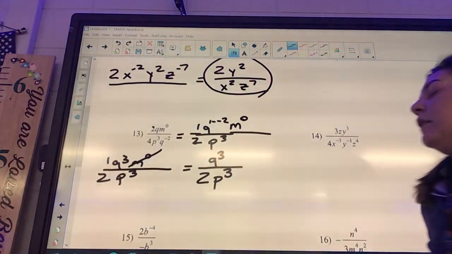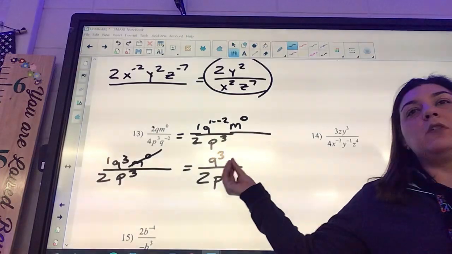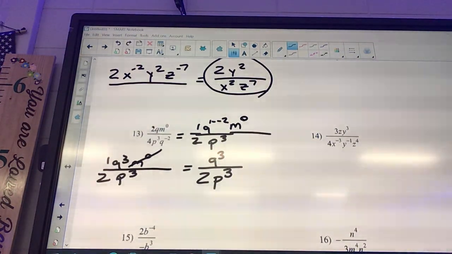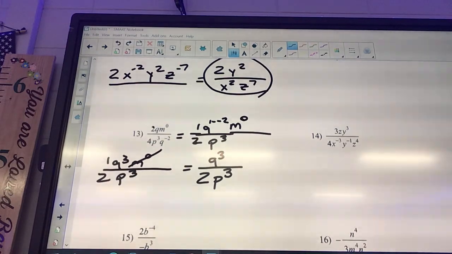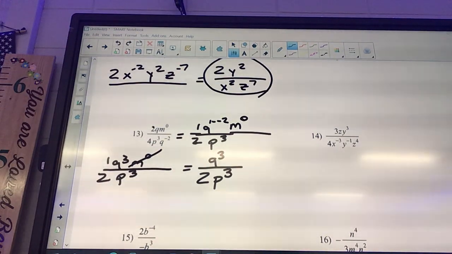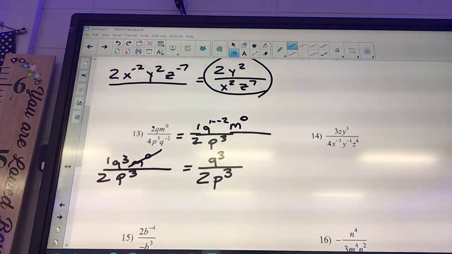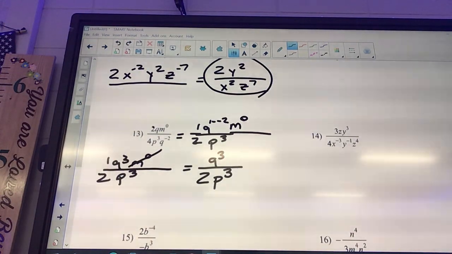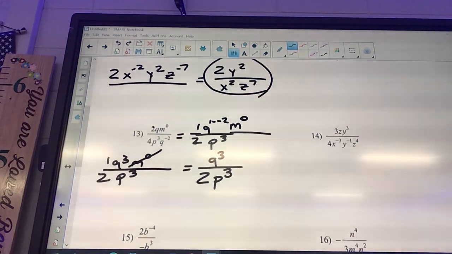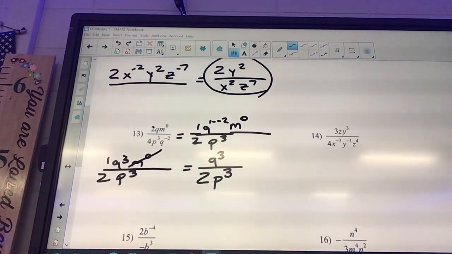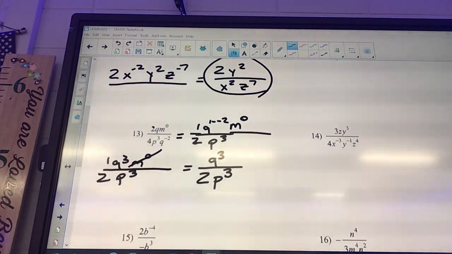Okay, this is what your answer should look like. Now, if you wrote the 1, that's okay. But you guys need to start getting away from writing those 1s if we don't need them. So like y to the 1 power, you don't really need the 1 in front. Now, I'm not going to mark you off, but you need to start trying to train your brain to know that the 1 is there, but you shouldn't need to write it, okay?